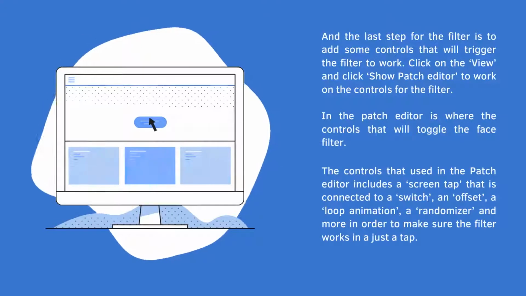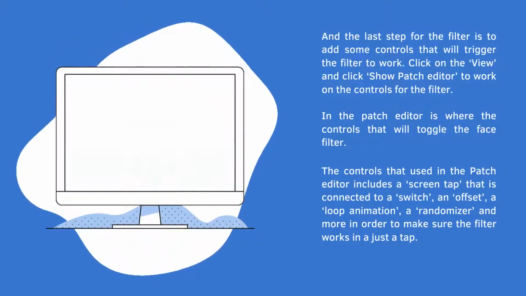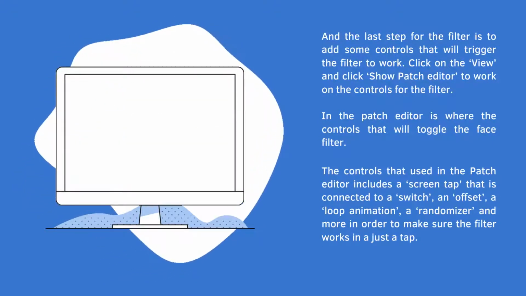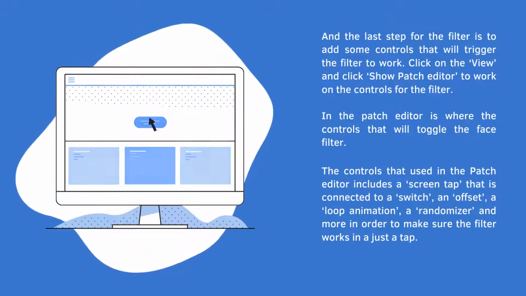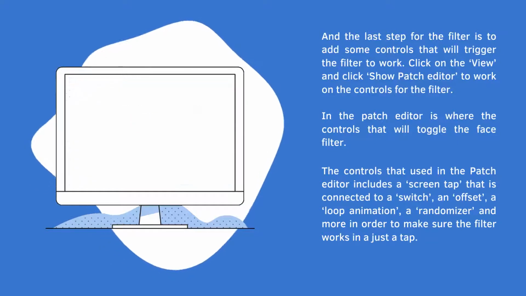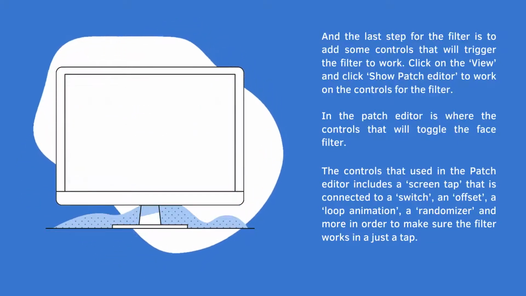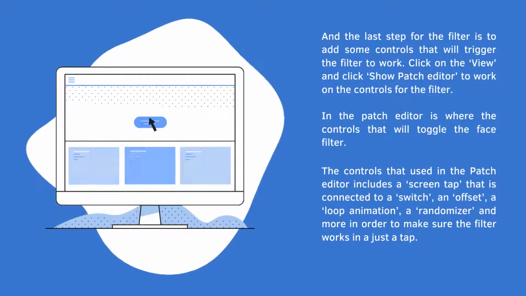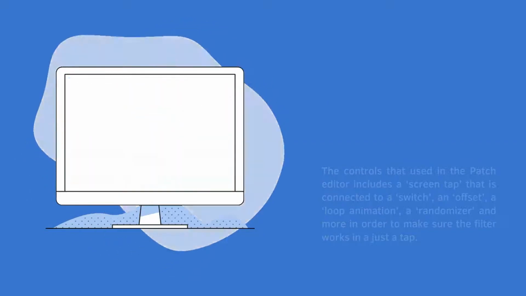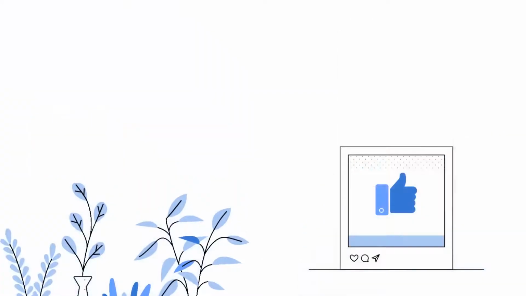And the last step for the filter is to add some controls that will trigger the filter to work. Click on the view and click Show Patch Editor to work on the controls for the filter. In the patch editor is where the controls that will toggle the face filter. The controls that I use in the patch editor includes the screen tab that is connected to a switch, an offset, a loop animation, a randomizer, and more in order to make sure the filter works in just a tap. And here is the final design for the face filter.